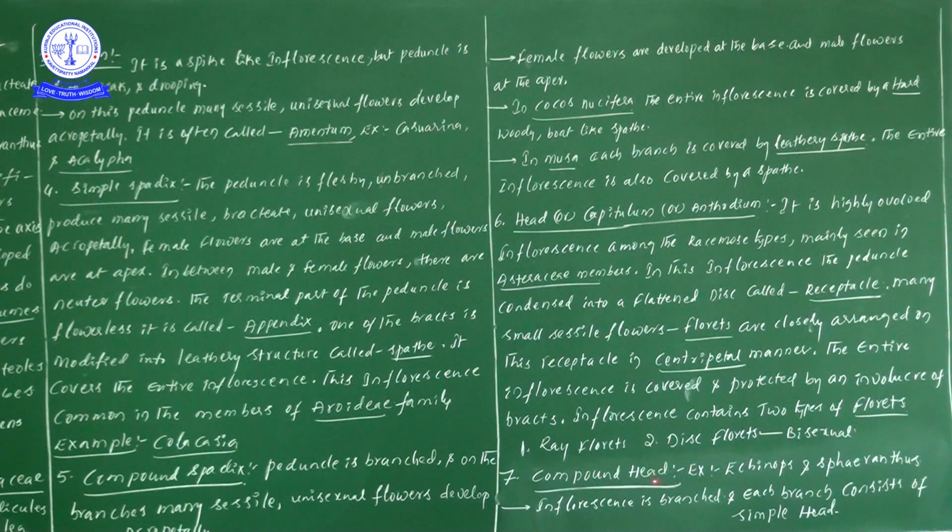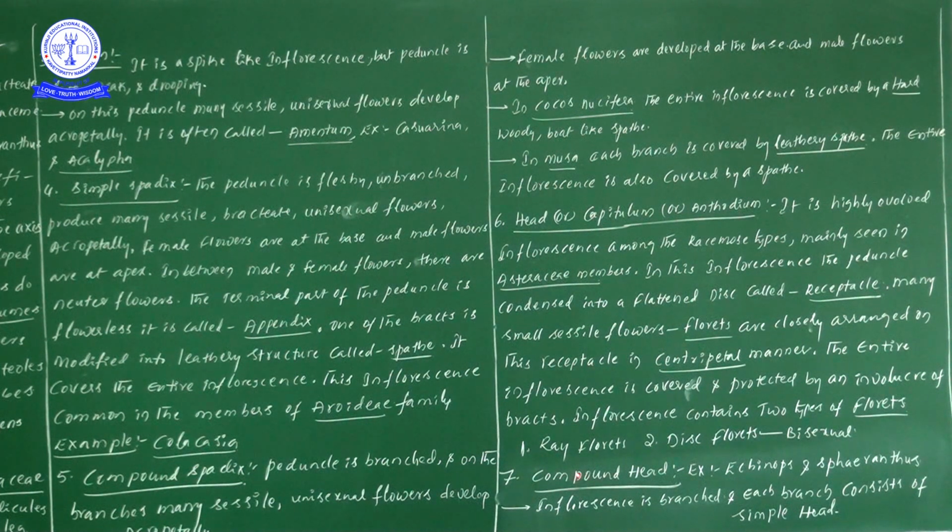Next one, so seventh one is compound head. In compound head the best examples are echinops and sphaeranthus. One more time, echinops and sphaeranthus are best examples of compound head. Now there, what is the information? Again compound: by seeing the compound, what is the point we need to remember? The peduncle is branched. So here the inflorescence is branched and each branch consists of a simple head on it.